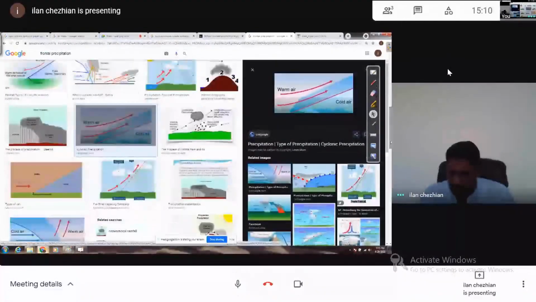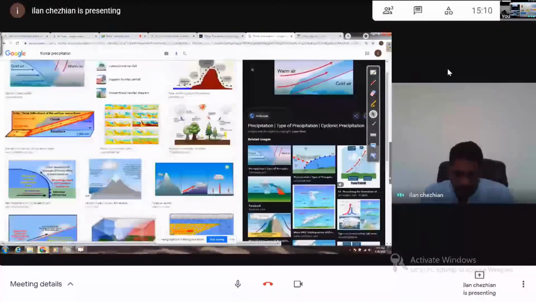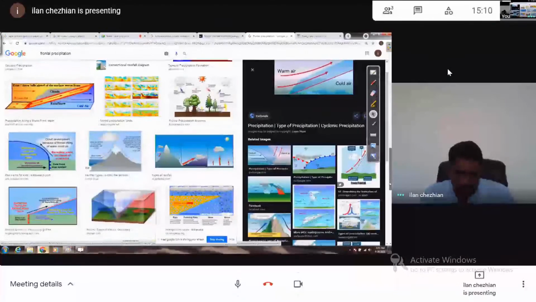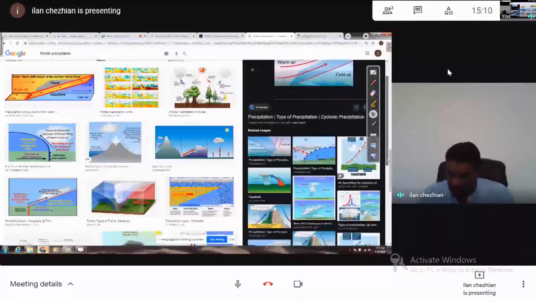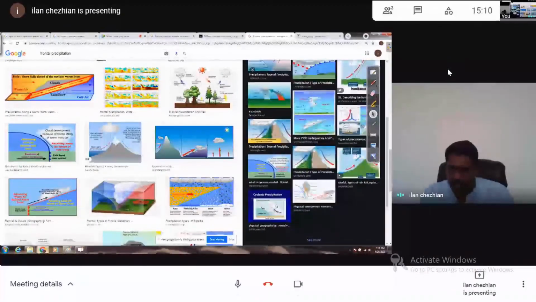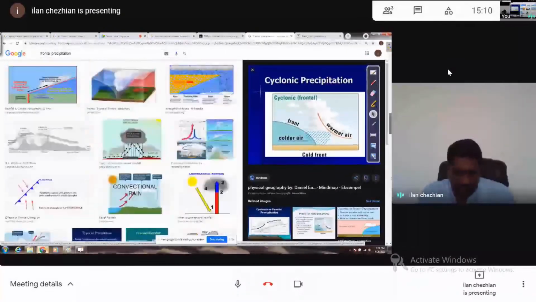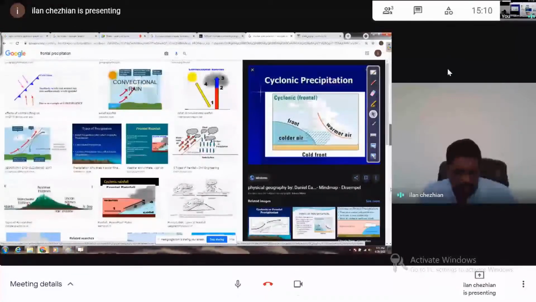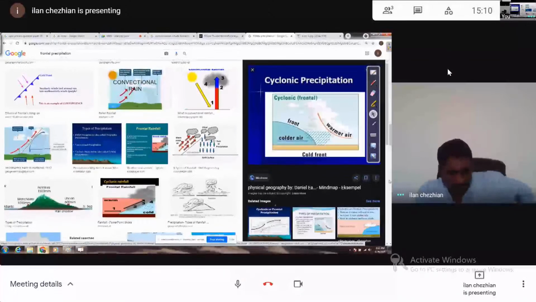So what happens, my friend? When this warm air mass tries to merge with the cold air mass, it starts climbing over this front. And whenever an air mass climbs over any front, what will it go for? Condensation. And this will result in what? Precipitation.